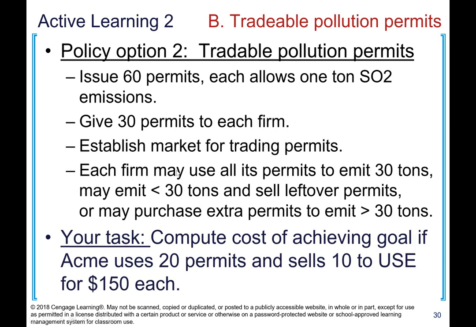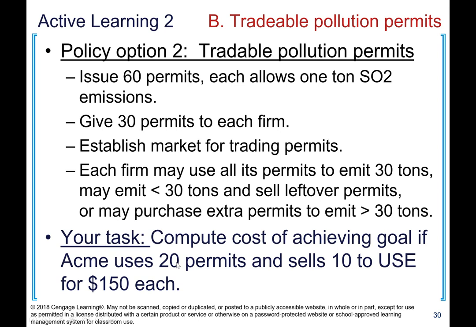Option 2, tradable pollution permits. Use 60 permits, each allowing 1 ton of SO2 emissions. Give 30 permits to each farm. Establish a market for trading permits. Each farm may use all its permits to emit 30 tons, may emit less than 30 tons and sell leftover permits, or may purchase extra permits to emit more than 30 tons.